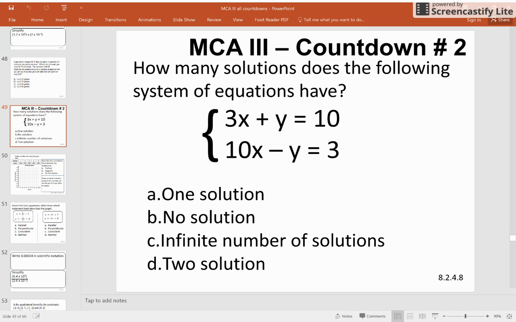Next one, given these equations, determine what we can tell about the graphs. They're asking about parallel, perpendicular, coincide, or neither. We're just checking the slopes. Negative 2/3 and negative 3/2. We can see they changed signs and they flipped, which means it's perpendicular.